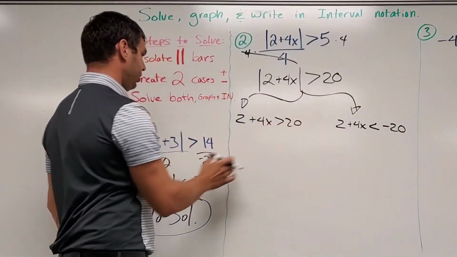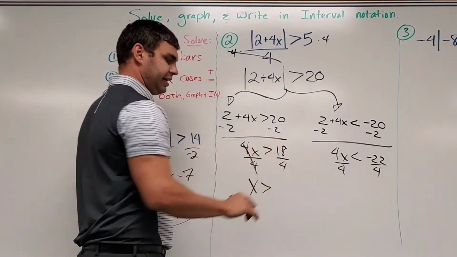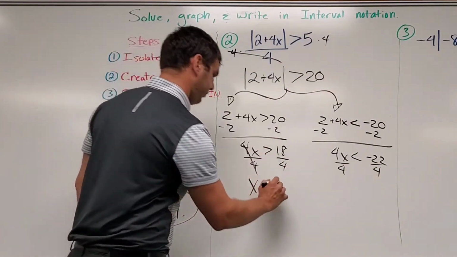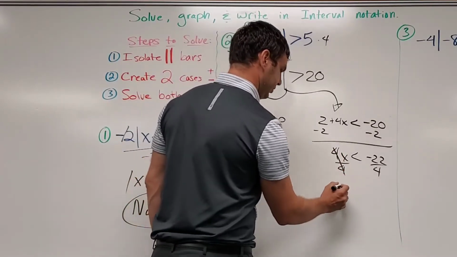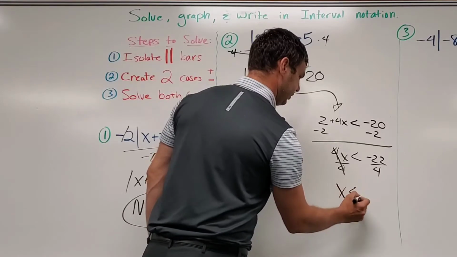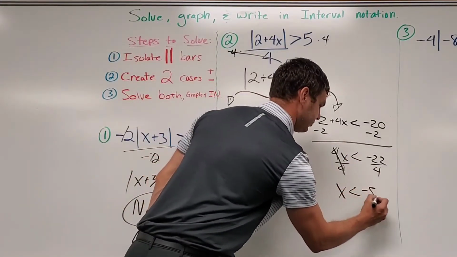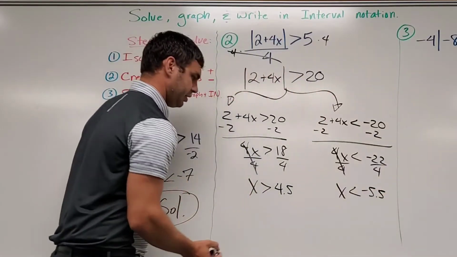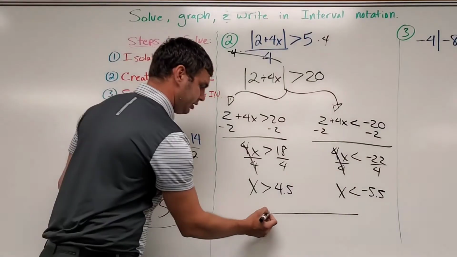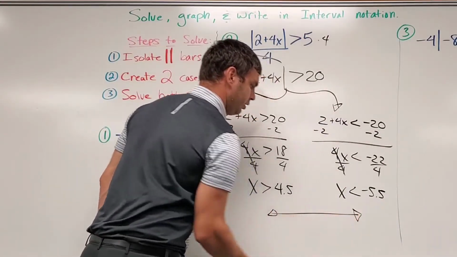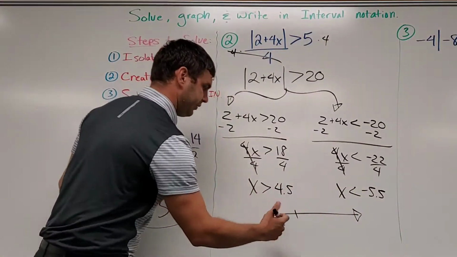Okay, go ahead and solve both. And we get x is greater than 18 divided by 4, which is 4.5. And over here, those cancel. x is less than -22 divided by 4, which is -5.5. Okay? So we solved them both. Now we need to graph and write their interval notation, and we do these together. Negative is always to the left, so -5.5 is to the left of 4.5.